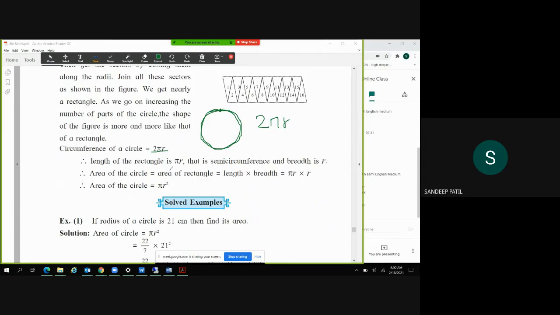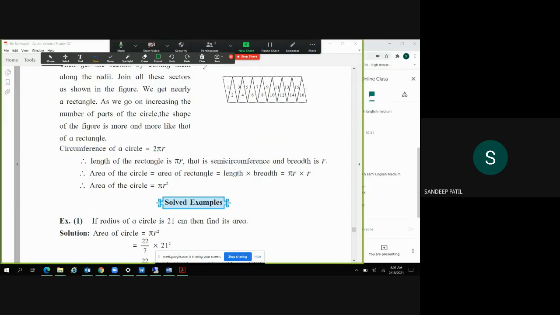So we know that this is 2 pi r, and we are dividing and keeping in this fashion. So length of this rectangle becomes pi r. This is half of that. Okay, and we know that this is r. So if we consider this as a rectangle, then this will become pi r into r, right? So pi r square is the formula for calculating the area of circle.